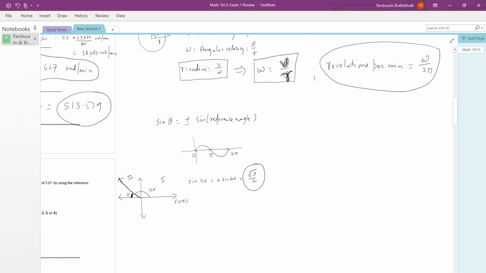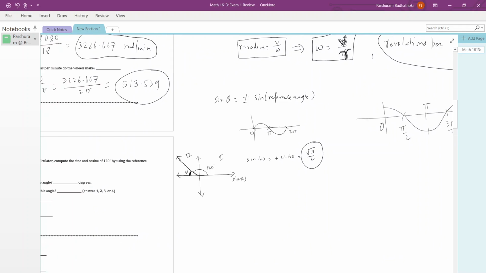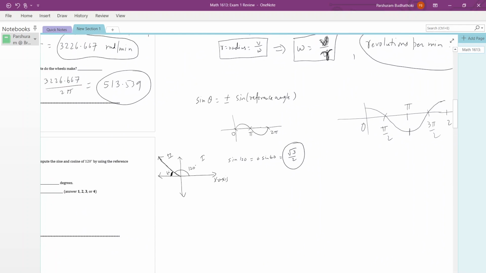But what happens to the cosine function? For that, we can also use the graph of the cosine function. This is the graph of the cosine function. So this is pi over 2, this is pi, this is 3 pi over 2, and this is 2 pi. As you can see, from 0 to pi over 2 the cosine function is positive, but from pi over 2 to pi or 3 pi over 2 the cosine function is negative. So that means the cosine function is positive in the first quadrant and the fourth quadrant, and it's negative in the second and third quadrants.